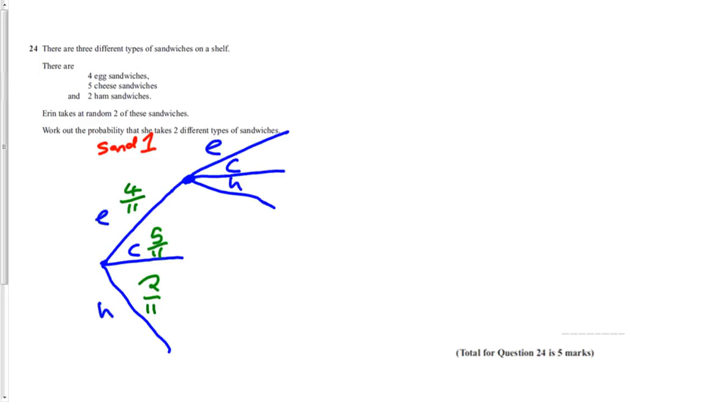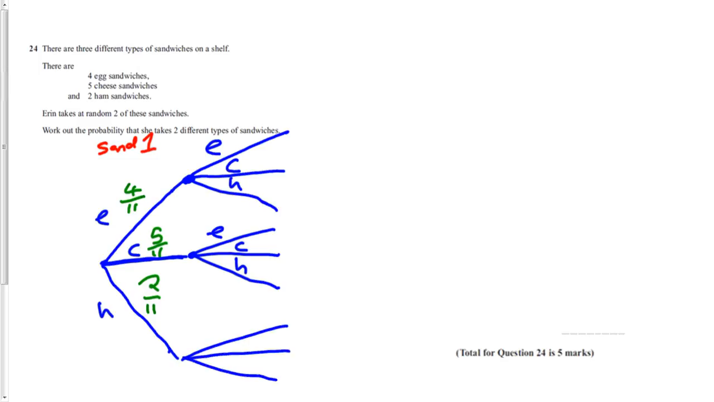And she's got those options, it doesn't matter what sandwich she chose first of all. Even if she chose a cheese sandwich first of all, she could then still take out an egg sandwich, she could still take out a cheese sandwich as a second, or she could still take out a ham sandwich as a second sandwich. Exactly the same for the ham sandwich. So she can either take egg, cheese, or ham.